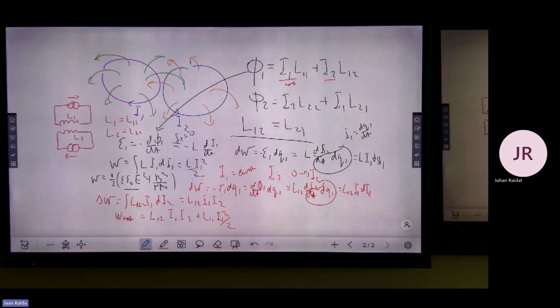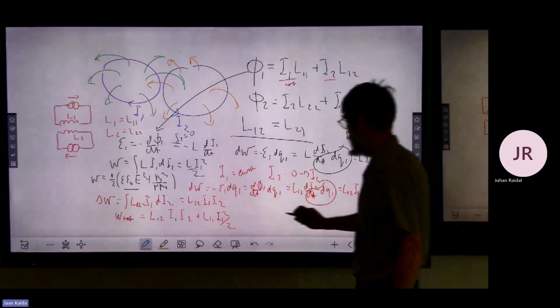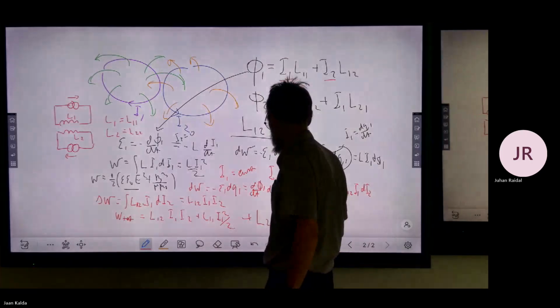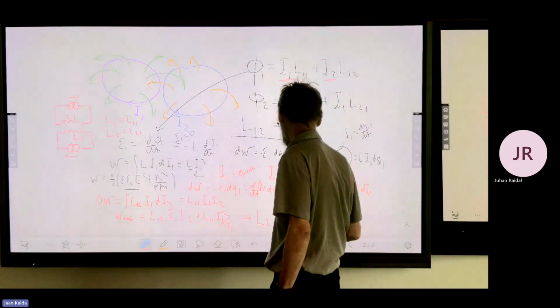But we did not calculate how much we need to make work in the second loop, because in the second loop also flux is changing now. So how much did we increase, Norman? Can't you just do the exact same thing? Yeah, sure. And the answer is? It's plus L22 I2 squared over. Exactly. So let me add it here. L22 I2 squared divided by 2.